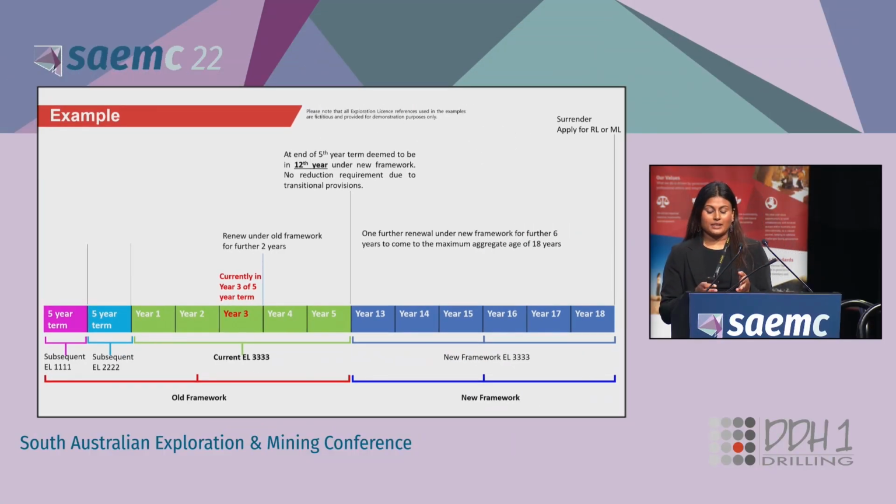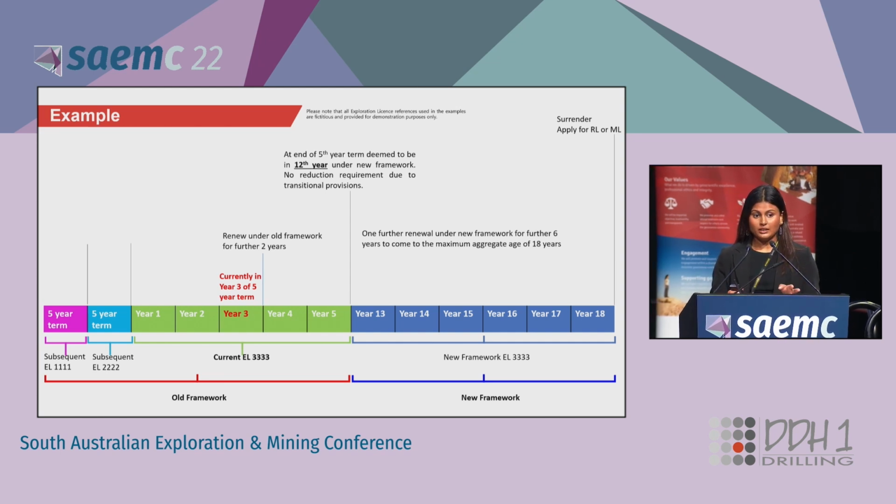At your next renewal at the end of that 5-year term, it's going to be deemed to be in its 12th year because of those subsequent exploration licenses that were previously held. This brings it under the new framework, and then you can renew that exploration license for a further term of 6 years to take it to its aggregate term of 18 years. Once you reach that 18-year mark, you're going to have to either surrender that exploration license or apply for a retention lease or mining lease over that area.